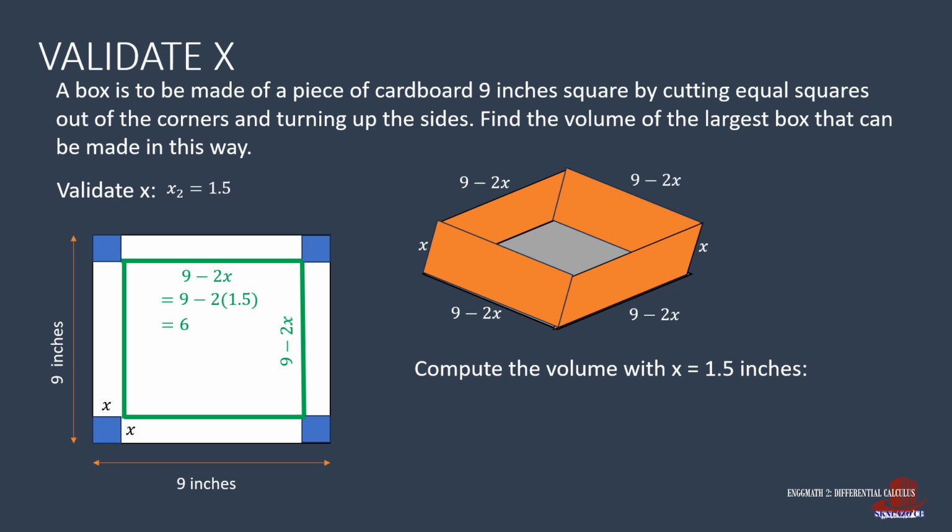Continue with taking the volume from the simplified function of x times the square of 9 minus 2x. The volume then is 1.5 times the square of 9 minus twice of 1.5, where the volume is computed as 54 square inches.